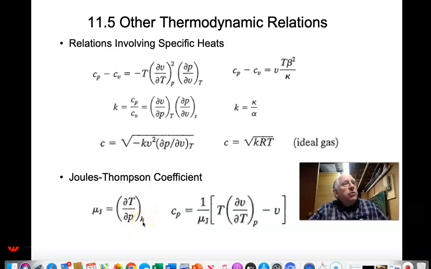Again, during an isenthalpic process. And it turns out that this gradient, this term here, can actually be shown to be related to the C sub P and some of the other terms.